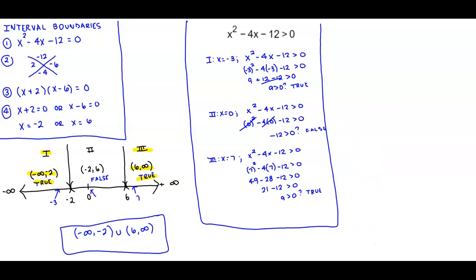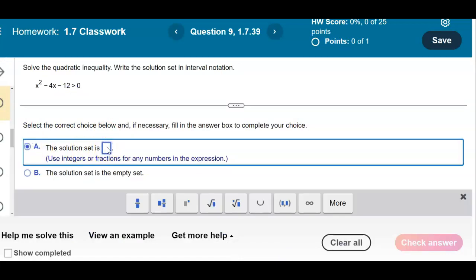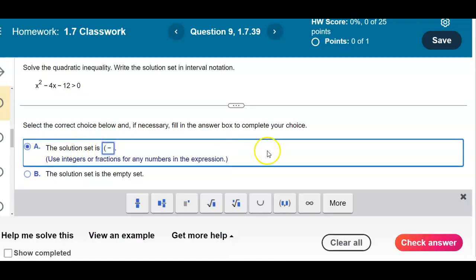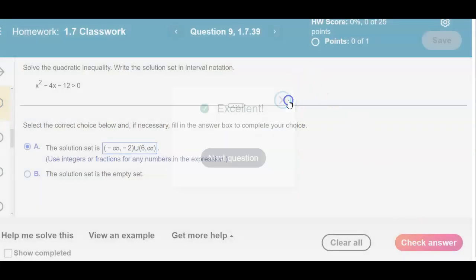So let's go ahead and type it into our problem to make sure that we're correct. So we're going from negative infinity to negative 2. So parentheses, negative infinity, comma, negative 2, and select the union symbol, and then parentheses, positive 6, comma, positive infinity with the parenthesis. Let's check our answer, and there is our result.